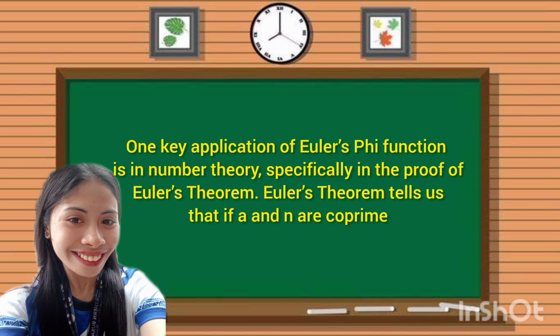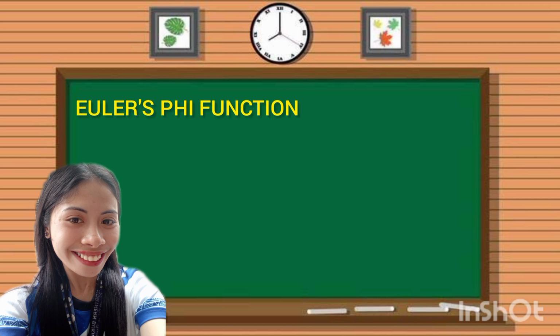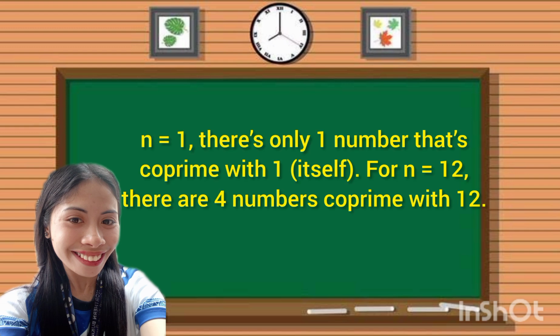To wrap up, let's visualize Euler's phi function for a range of numbers. Here we'll show a grid of numbers from 1 to 20. For each number, we'll highlight how many integers less than it are coprime with that number. As you can see, for n equal to 1, there's only one number that is coprime with 1, itself. For n equal to 12, there are 4 numbers coprime with 12. The values of φ(n) give us a sense of how spread out the coprime numbers are.